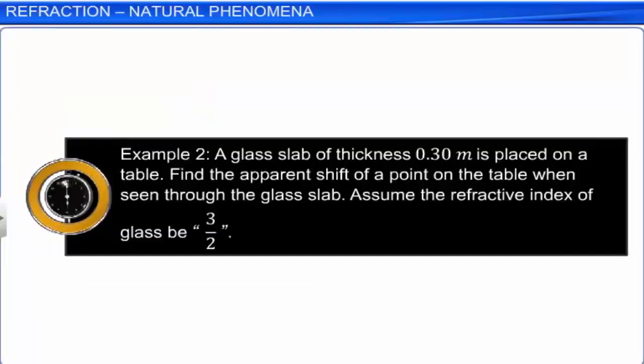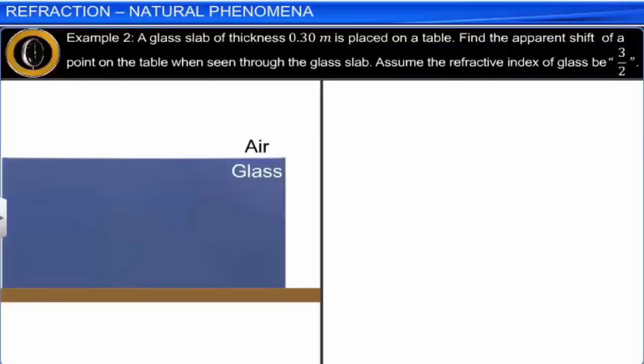Consider the following example. Example 2. A glass slab of thickness 0.30 meter is placed on a table. Find the apparent shift of a point on the table when seen through the glass slab. Assume the refractive index of glass is 3 by 2. Let P be a point on top of the table and P' be its image when seen through the glass slab.